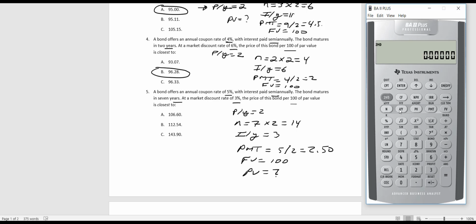Second PY, yeah, we're set for semi-annual. So that's going to be 14N, and it's going to be 3 IY. Payment is $2.50 payment, positive coming into our pocket. 100 future value, and we're going to compute the present value, and it's 112.54. So we can see the correct answer is B.